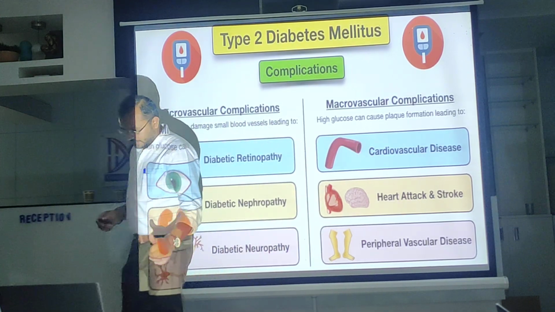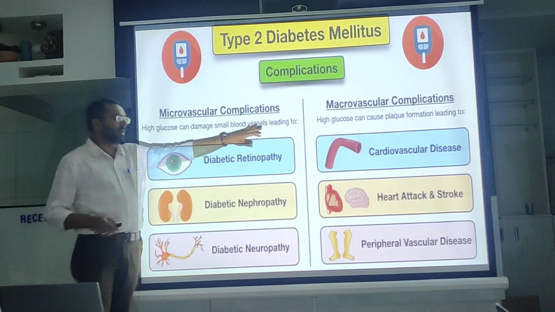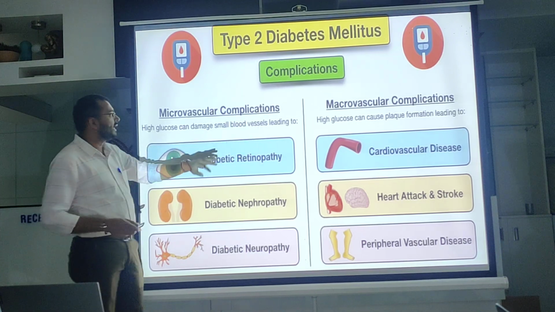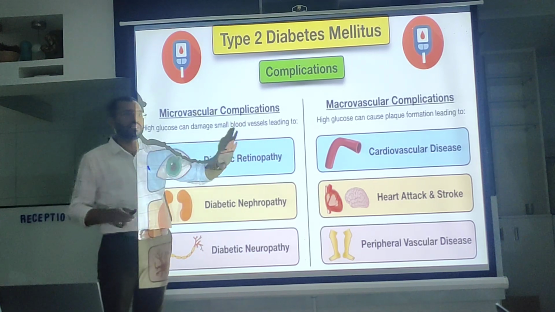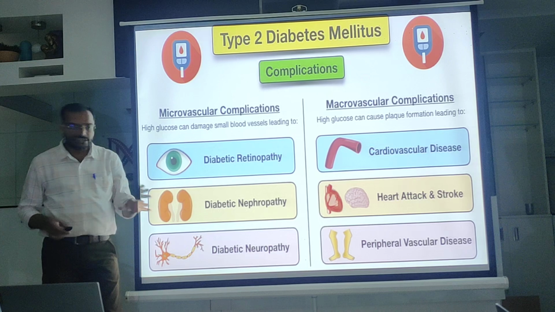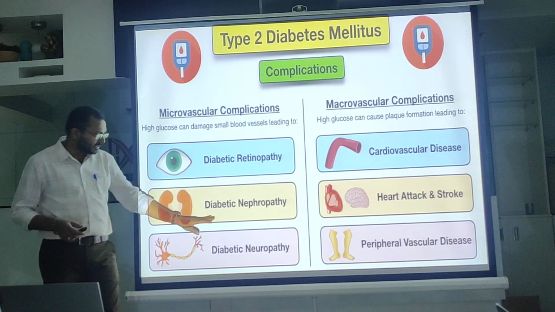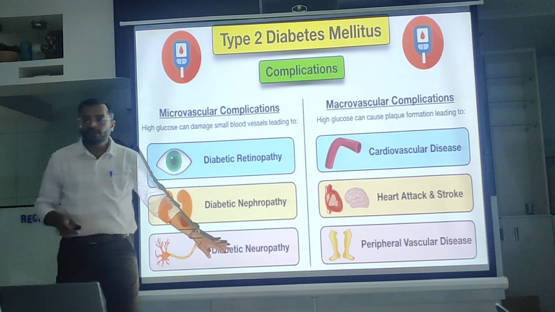Yes, exactly. That is the mechanism. So in macrovascular disease it can produce a plaque. In microvascular disease there is direct damage and destruction of the blood vessels, leading to diabetic retinopathy, diabetic nephropathy, and diabetic neuropathy.